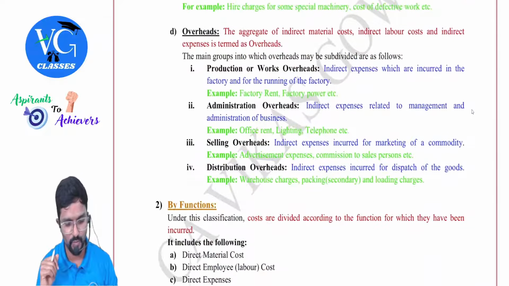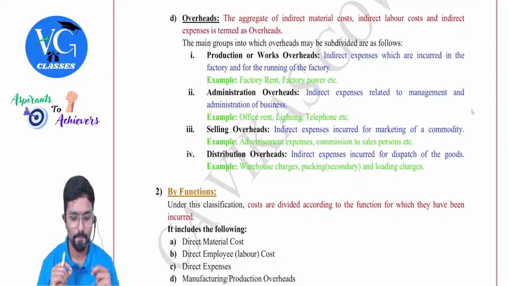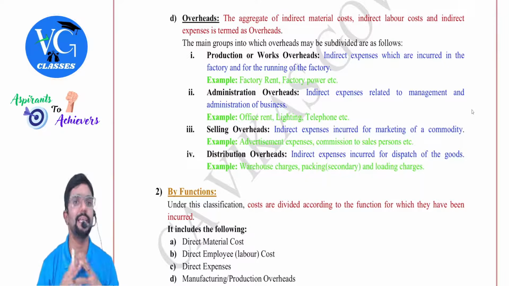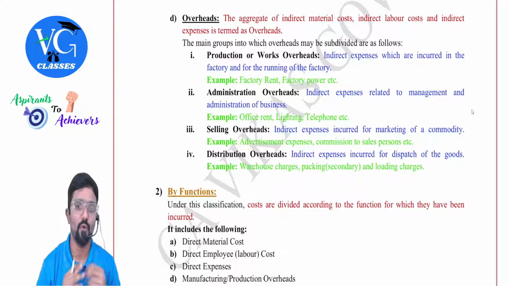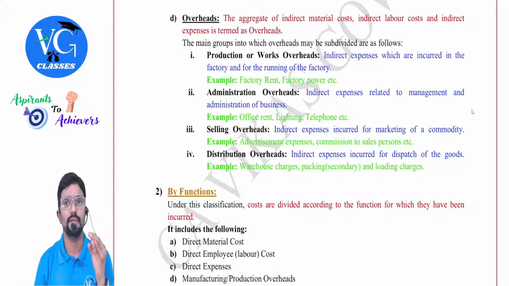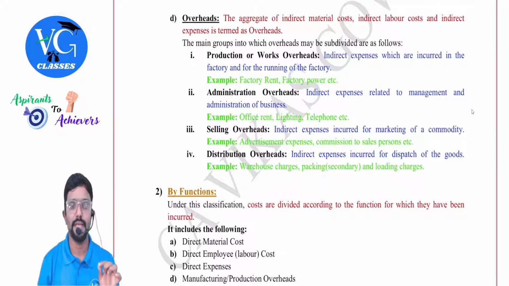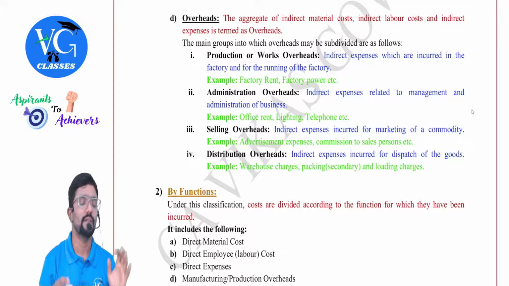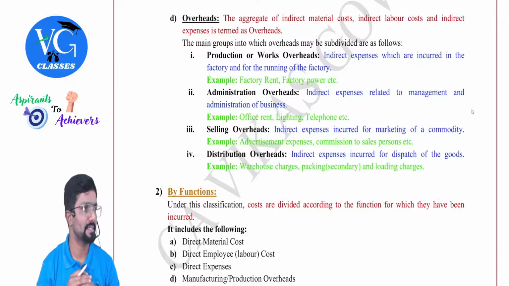We can also further classify overheads into different types. The aggregate of indirect material costs, indirect labor costs, and indirect expenses is known as the overheads. The main groups of overheads are as follows: production or work overheads. Very simple. Production, work, or factory overheads are one and the same. Any indirect expenses incurred in the factory are called the production overheads.